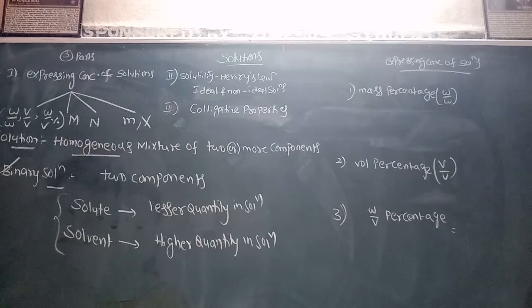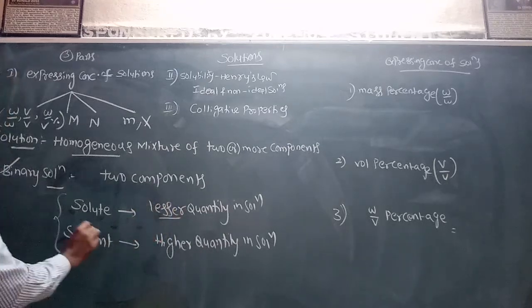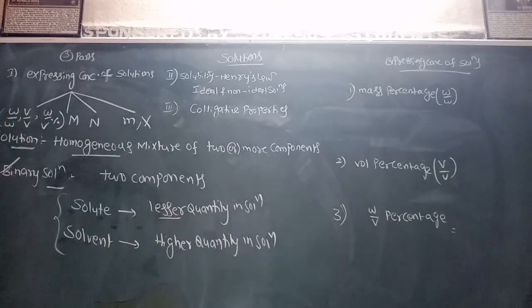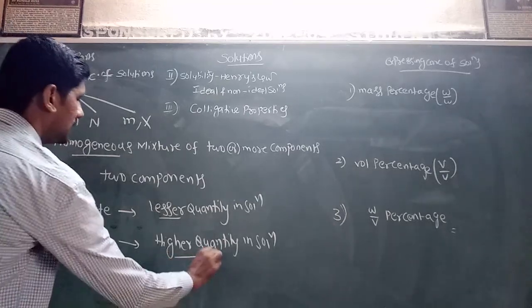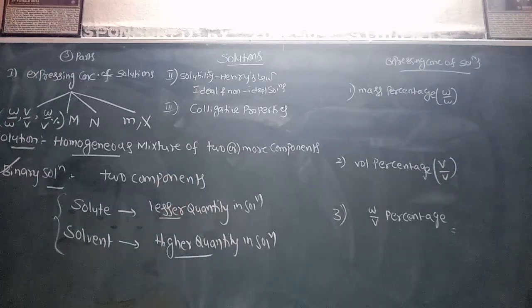The first component is solute, the second component is solvent. What is solute? Solute is the substance which is present in lesser quantity in a solution. What is solvent? The substance which is present in higher amount or higher quantity in a solution is known as solvent.